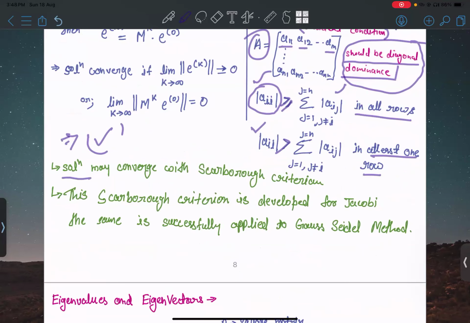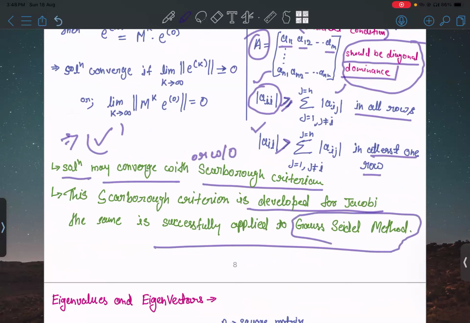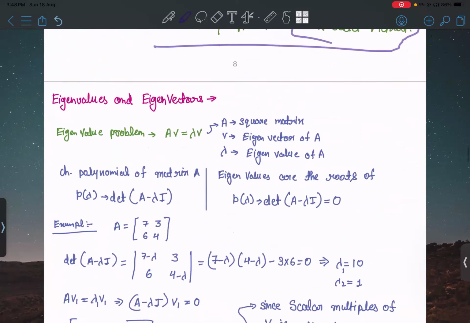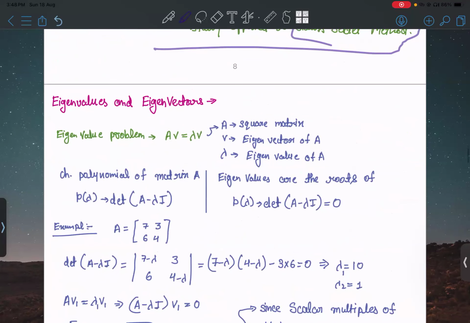Then the solution may converge with or without the Scarborough criterion. This is developed for the Jacobi iteration, but it may be successfully applied to Gauss-Seidel. Till now, in linear algebra, we have discussed solving a system of linear equations, Ax equal to B type of problem. This is a system of linear equations.